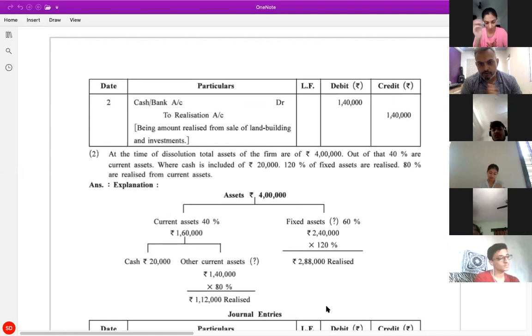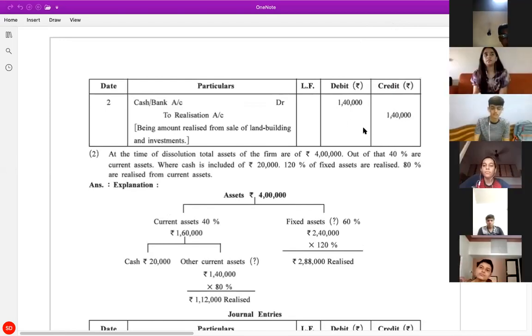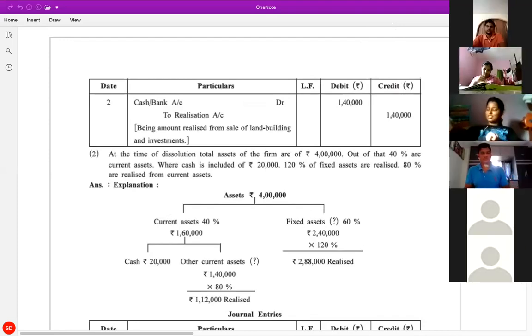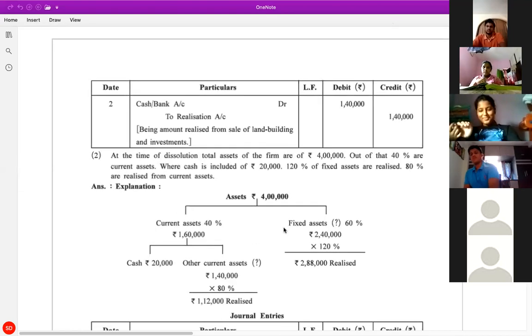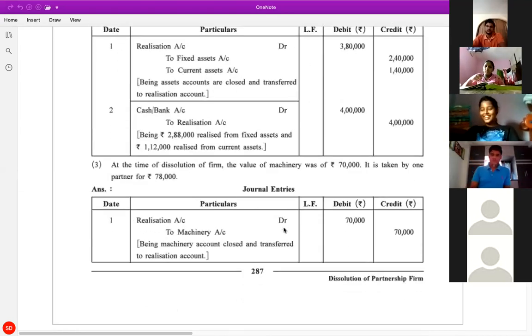Now, were you able to do this sum? Were you able to find out fixed asset, current asset? Does anyone have any doubt in this? You can raise your hand from the system because I may not be able to see all of you. If you have a doubt, raise the hand. I will solve it out for you. Okay, so this is question 2. Mark it extremely important.